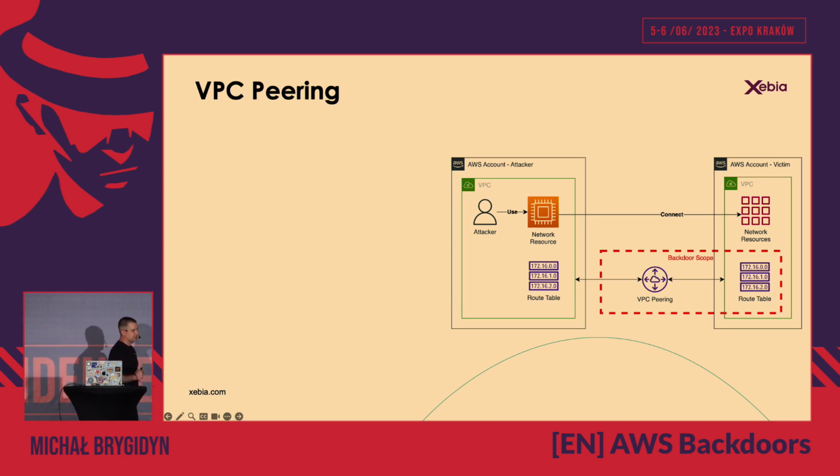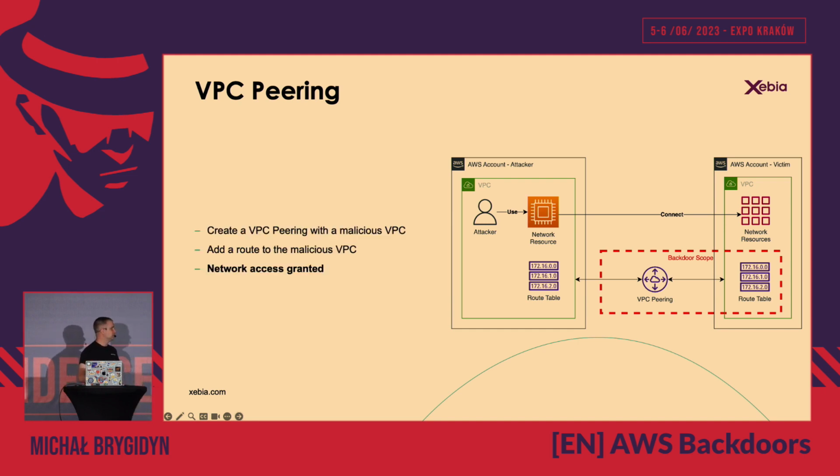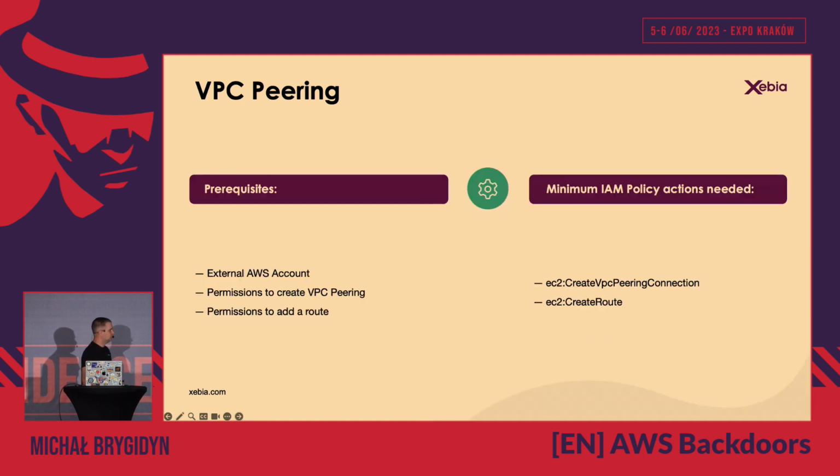Next one, VPC peering. Let's say we have our private VPC, all our EC2s in private subnets, but I have admin access to your account, and I have an external account with my VPC, so I can just create a cross-account VPC peering and create a routing between my VPC and your VPC, and I have access to your network. Only one VPC, but still, if you have sensitive workloads there, I have access to it. What's needed? Create a VPC peering connection and create a route, just to know where to send your packets.